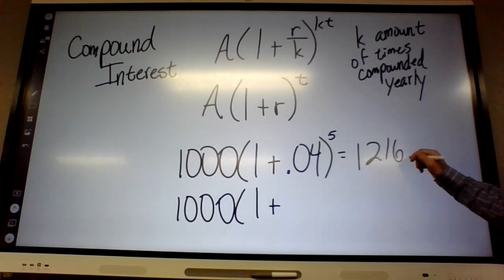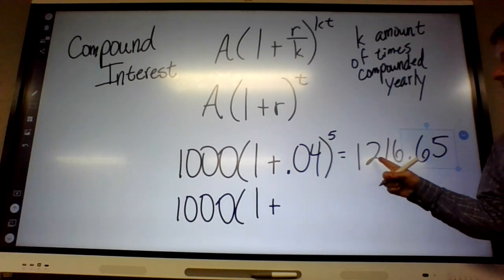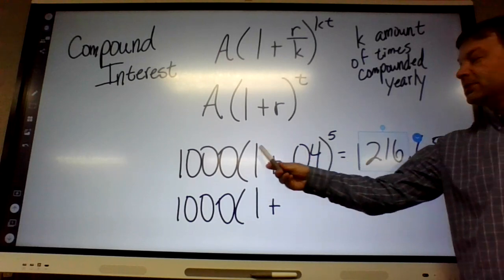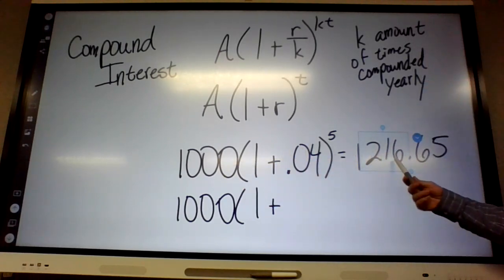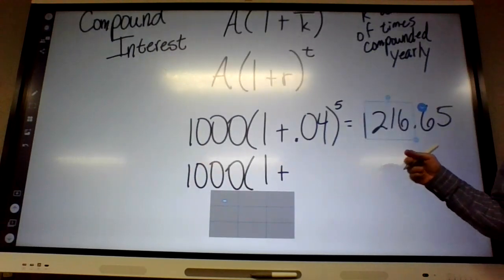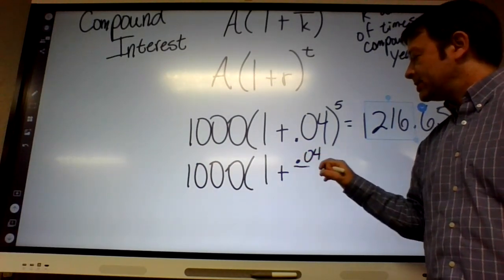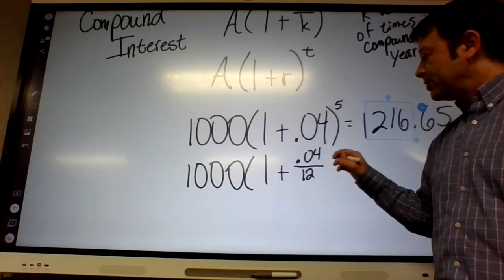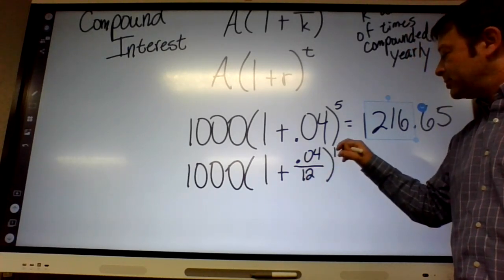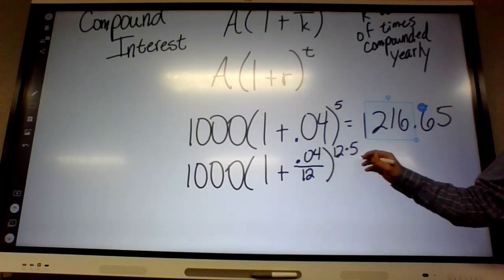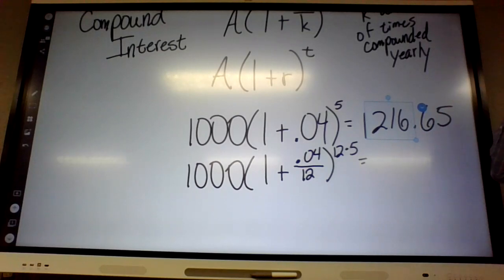$1,260.65. Okay, so basically we made about $217. Started out with 1,000, we ended up with over 1,200. Okay, now if we compounded the interest, let's say monthly, then we're gonna put a 12 there and a 12 up here. We're still gonna go for 5 years, still have a 4% interest rate. Let's see how much better that does for us.